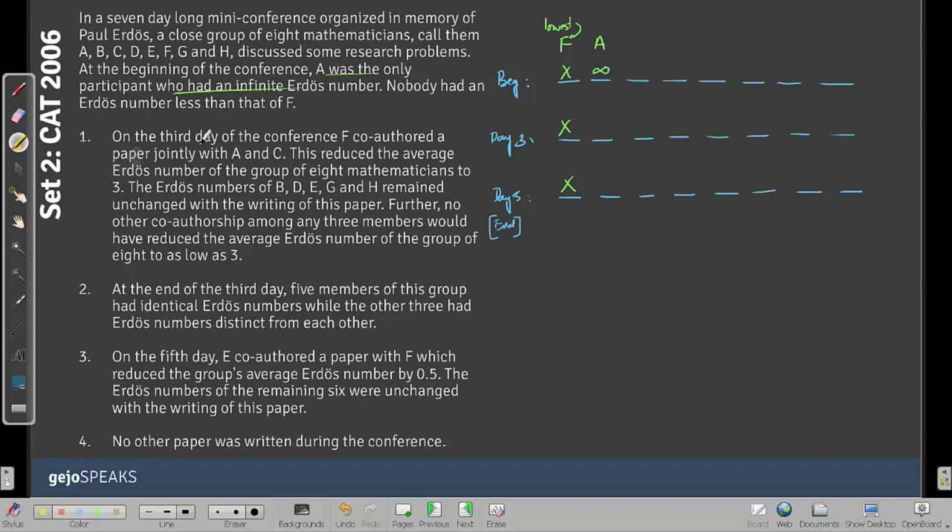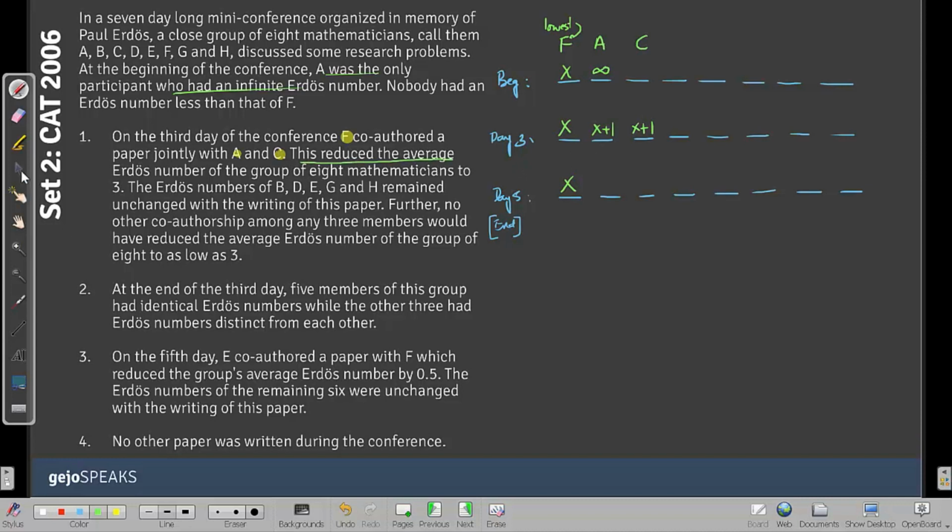Let's look at what happened on day 3. On the 3rd day of the conference, F co-authored a paper jointly with A and C. So we have C in place, and since F co-authored with A and C, and F is the smallest, this will now change to X plus 1 and X plus 1. Okay, that's what happened.